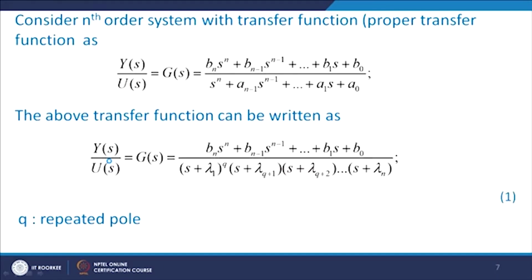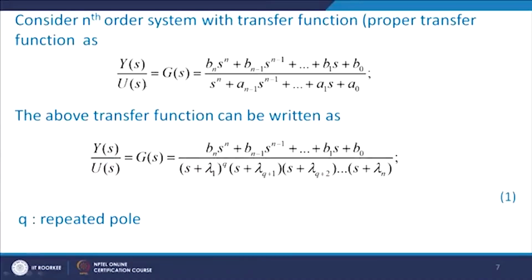So, whatever we have seen, I will again explain in a systematic manner. For that purpose, what I have done here, I have taken the same transfer function Y(s)/U(s) equals b_n s^n plus b_(n-1) s^(n-1) plus ... plus b1 s plus b0, over (s plus lambda 1)^q (s plus lambda q+1)(s plus lambda q+2) ... (s plus lambda n). That is, this is the generalized form. Example, we have taken the third order only, and now here I have shown q repeated poles. It can be 3, 4, 5 and even more, but finally it comes to lambda n.